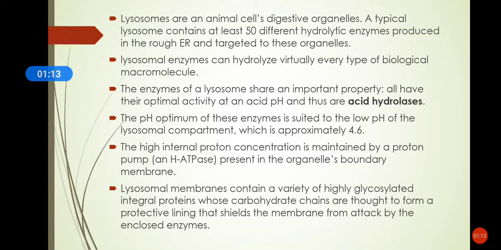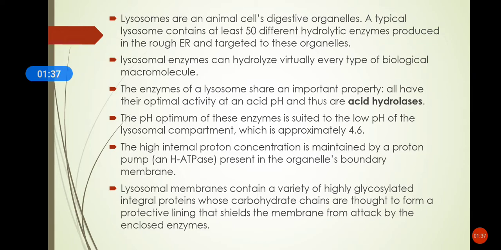Inside the lysosomal compartment the pH is around 4.6. For maintaining this low pH, a high internal proton concentration is needed, and it is maintained by the proton pump in the organelle's boundary membrane.